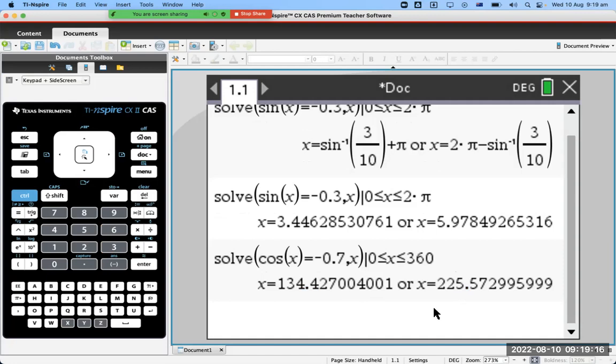Okay. Now you can change this here manually if you go into settings. What was this set in? It was set in radians, yeah? So these values here are in radians. So that's 3.4 radians. This value here is 6.0 radians. Whereas down here, we changed our settings to degrees. This is 134 degrees, 225 degrees.